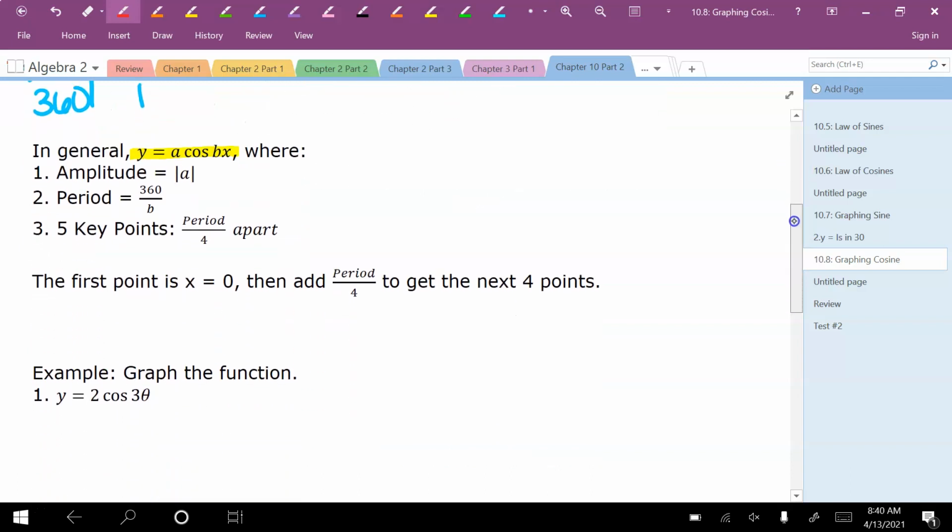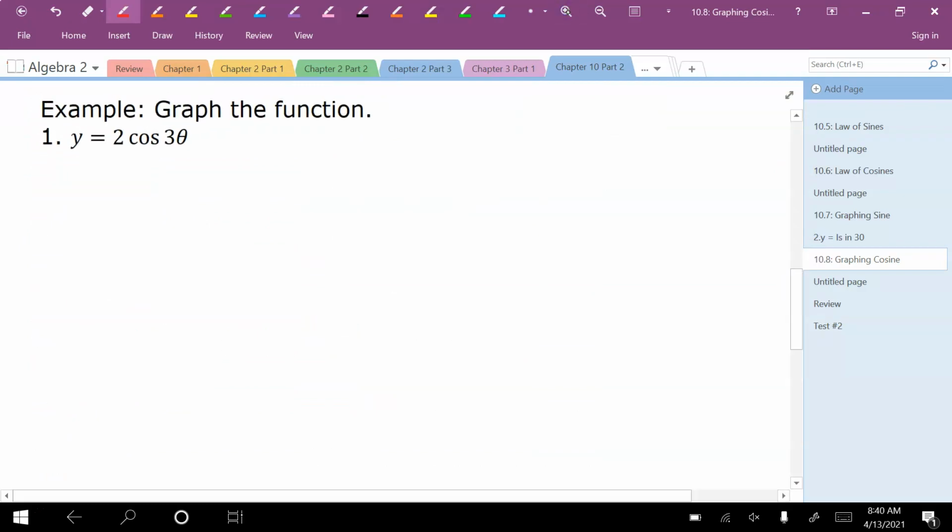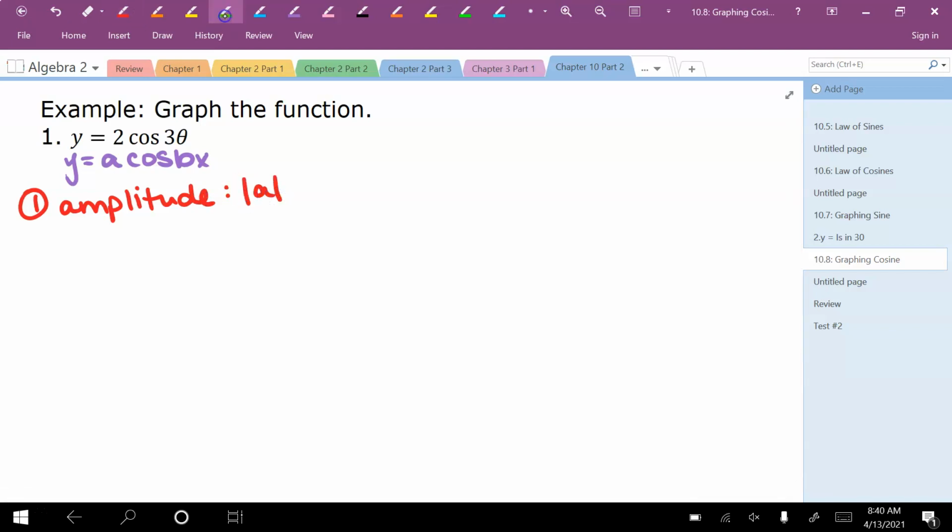So let's look at an example here together. I have y equals 2 times the cosine of 3 theta. So again, this is in that form, a times the cosine of bx. Instead of x, I put in theta. That's just talking about the angle that we're looking at. So amplitude, that's still just the absolute value of your a. So that's going to be absolute value of 2, which is 2.